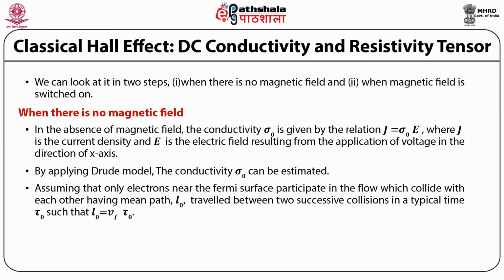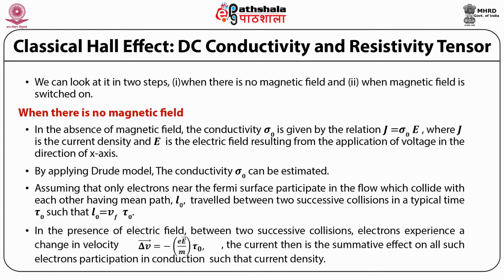which collide with each other having mean path L0, traveled between two successive collisions in a typical time tau 0 such that L0 = Vf tau 0. In the presence of an electric field between two successive collisions, electrons experience a change in velocity delta V = minus e times E divided by m, multiplied by tau 0.